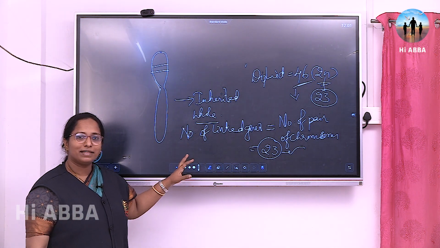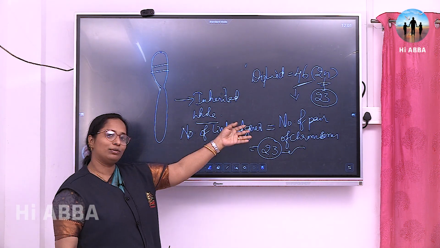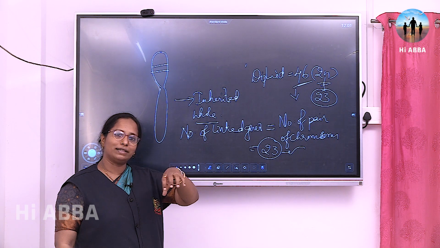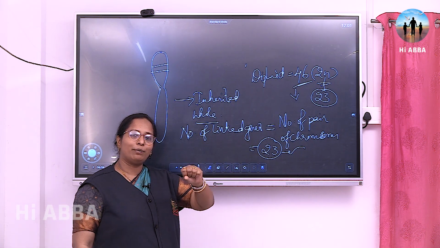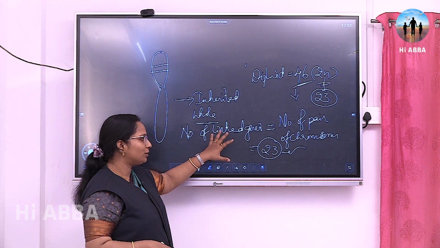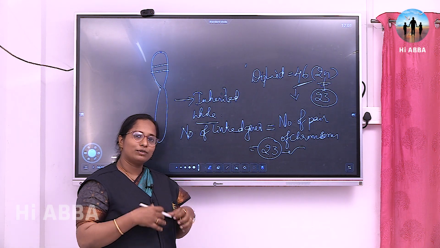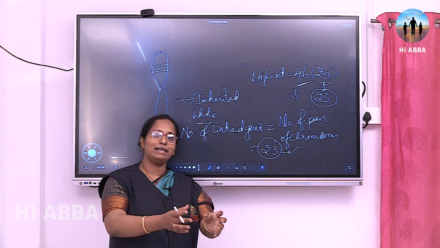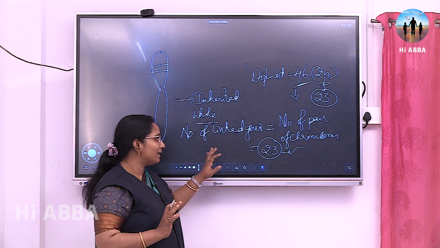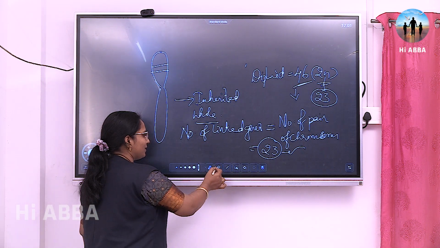So when they are asking such types of questions, we should not think about the total count. We have to think about the haploid set only. So the number of linked genes is always about the haploid set, and that is the reason these 23 pairs of chromosomes present in a human body are inherited as a whole to the next generation. This is what we have to discuss.